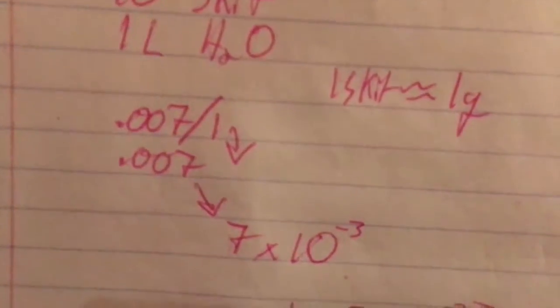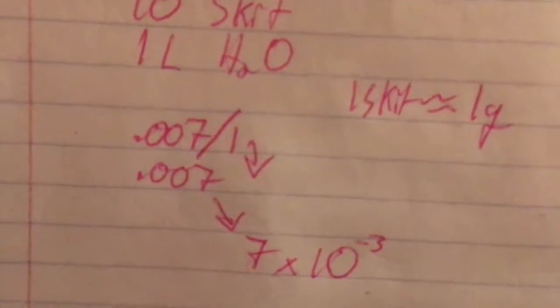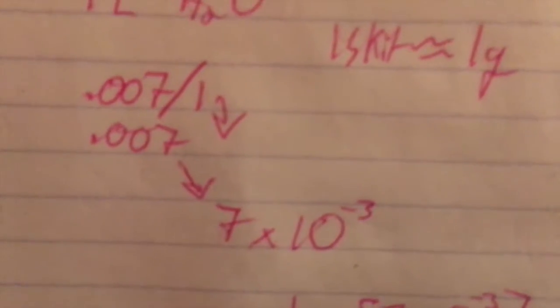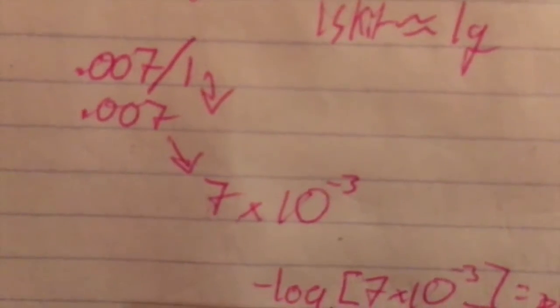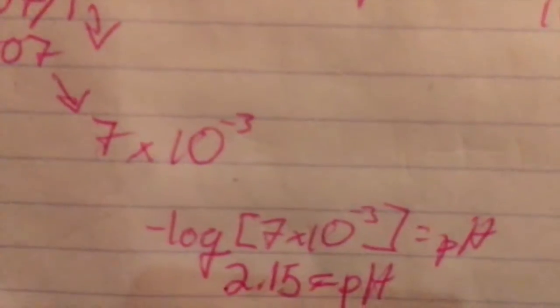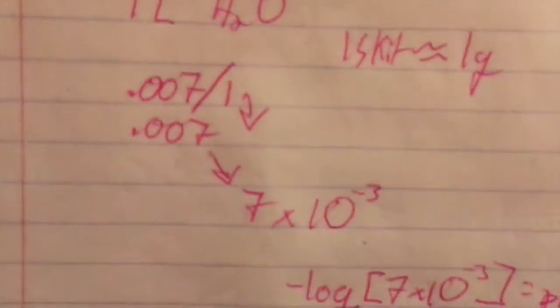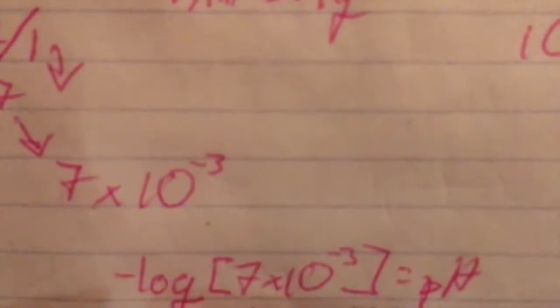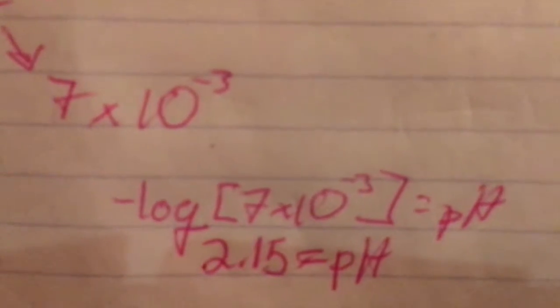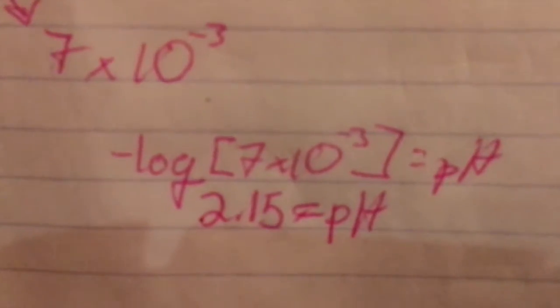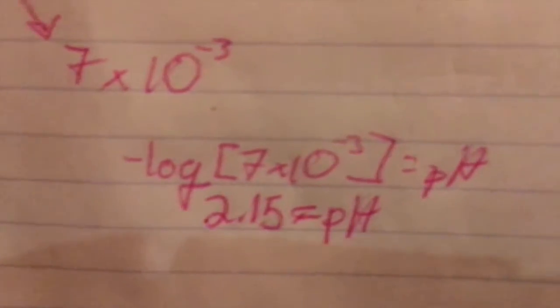So we just do 0.007 divided by 1, which is just 0.007, and we get this number 7 times 10 to the negative third. Now that molarity and our H plus ion concentration are basically interchangeable, and they're the same value, so we just plug this number into our log formula, which equals, as you can see, 2.15. Hope you guys have an amazing day, and I hope you enjoyed the rest of the video.